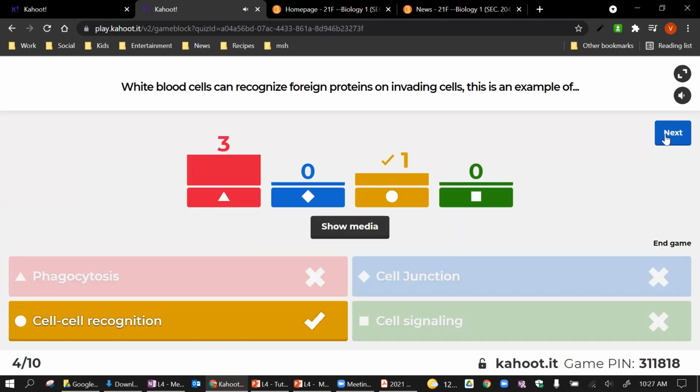Okay, we learned about this today, right? It recognizes the foreign antigens, the foreign proteins on the invading cell. That is an example of cell-cell recognition. It's not talking about eating them, right? If it says white cells engulf an invading cell, that would be phagocytosis. This is talking about recognizing the invading cell. That would be an example of cell-cell recognition.